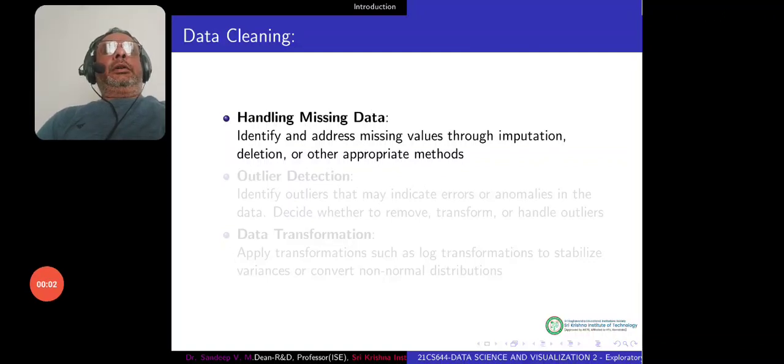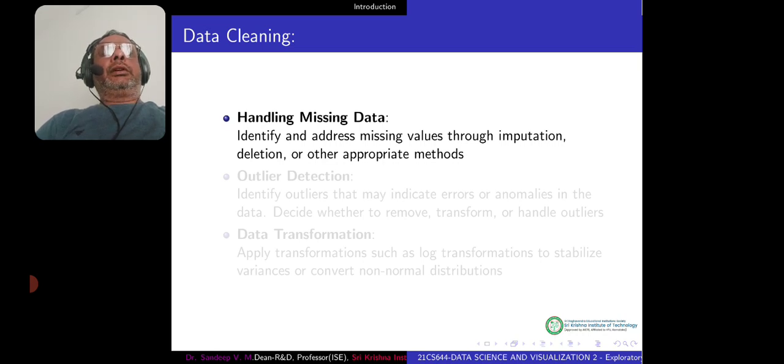Hi friends, the next topic in the second module is to look at how the data is cleaned. When we have data, it's not necessary that the data available is in the perfect form. There may be many flaws in the data collected. One of the important problems to look after is the missing data. Now we need to handle this missing data.